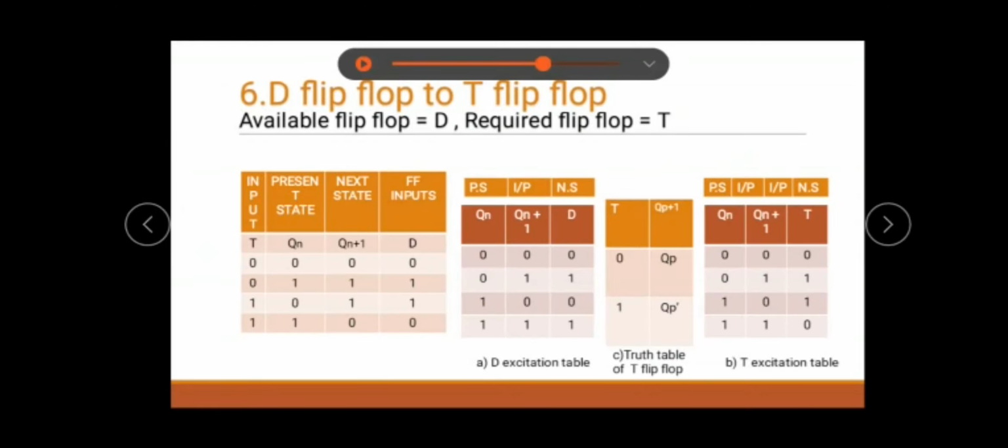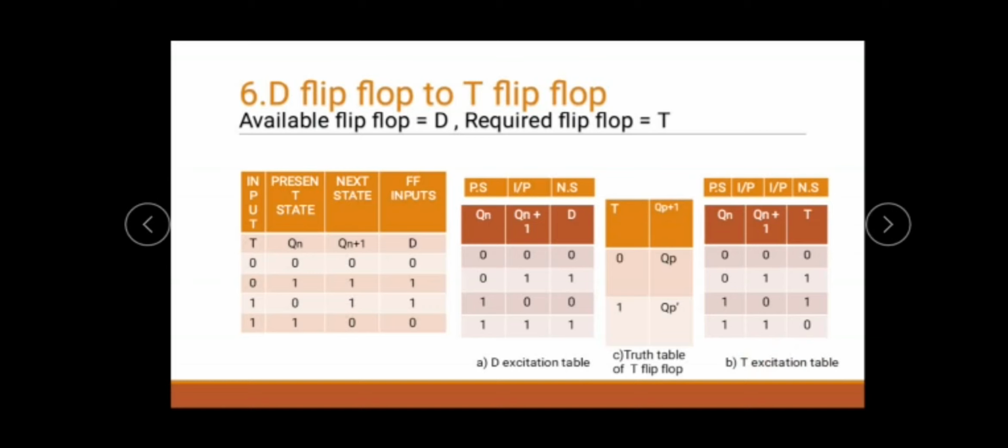We require a T flip-flop. First, we need to construct the characteristics of the T flip-flop excitation table. Then the excitation table of the available flip-flop, that is the D excitation table. We need to construct the characteristics table using the truth table of the T flip-flop. T is equal to Qn plus 1, that is T is equal to the next state characteristics table. The next state is the same as T.